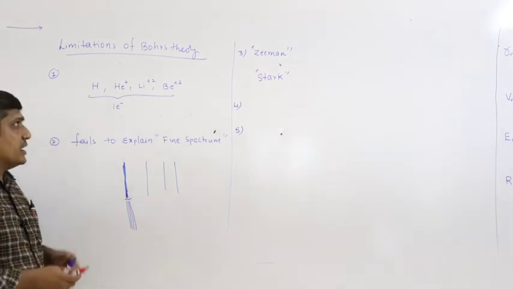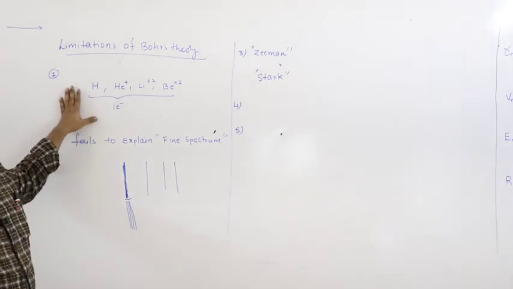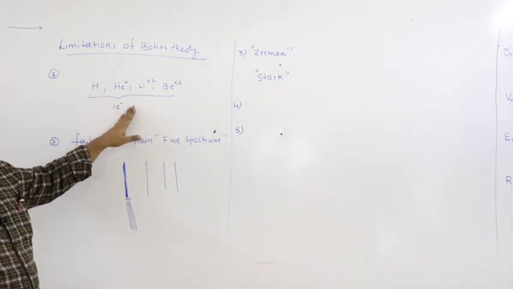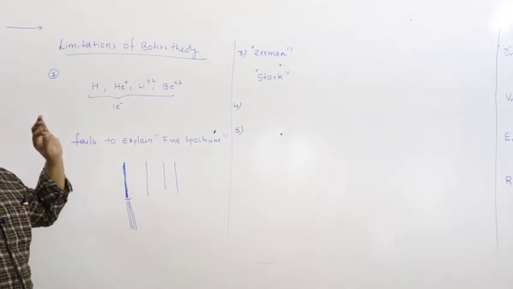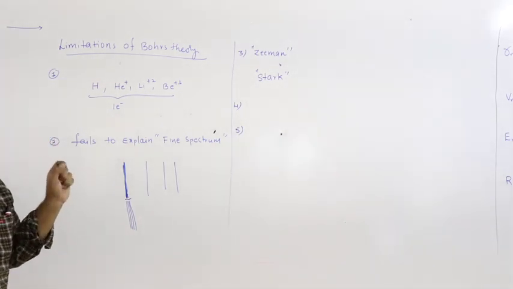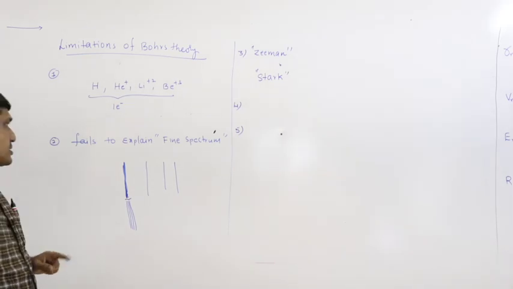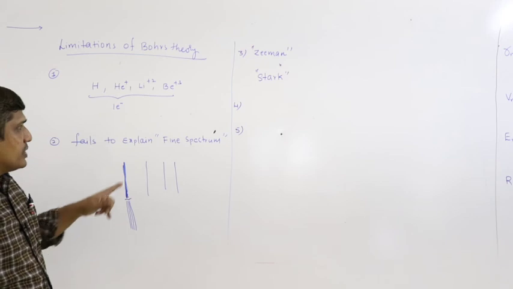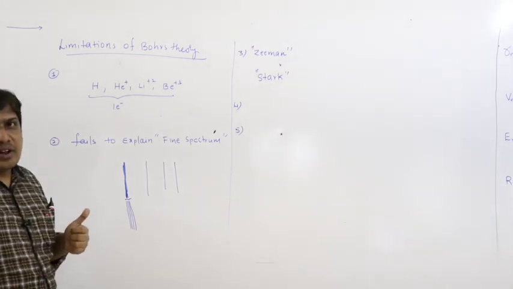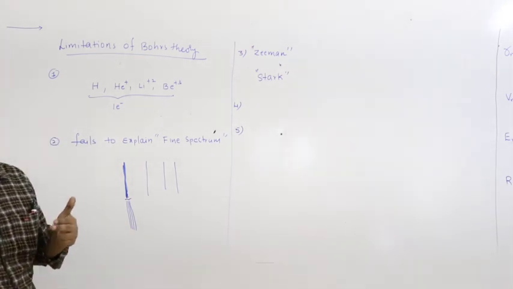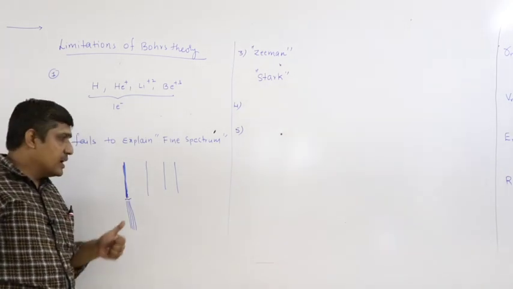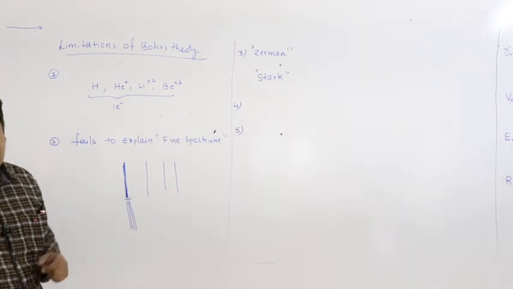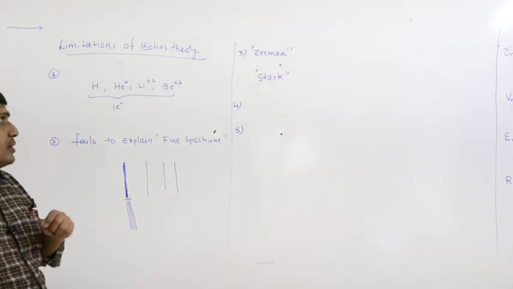So let us recollect once again. The first one, Bohr's theory was able to explain the spectrum of single electron systems, that means atoms or ions containing only one electron, but fails to explain the spectrum of multi-electron atoms or ions. Bohr's theory fails to explain the fine spectrum of hydrogen. So what is fine spectrum? When the spectrum of hydrogen is observed under a high resolving spectroscope, each line consists of a group of closely spaced lines, which we call the fine spectrum.